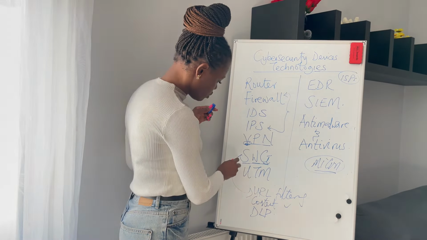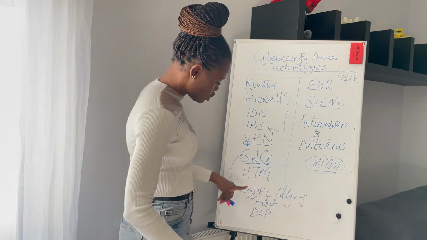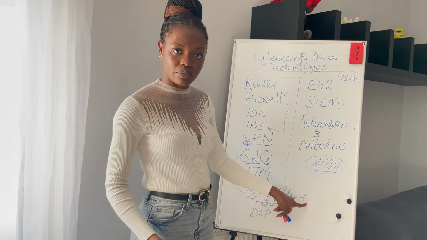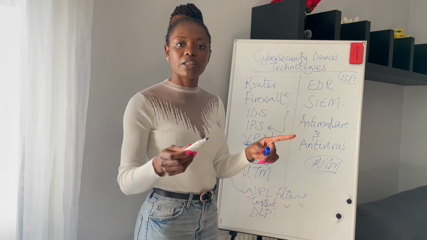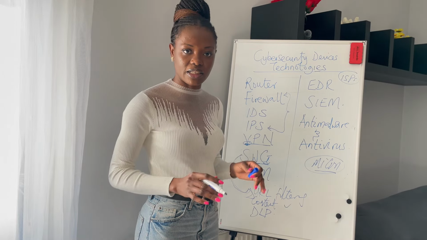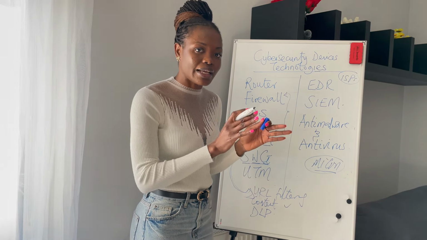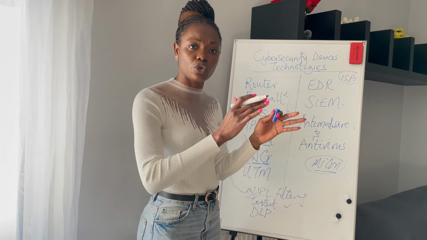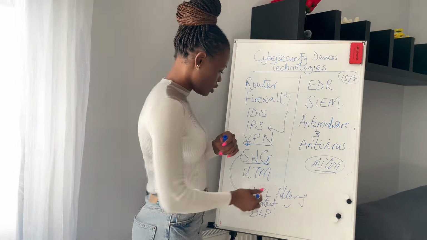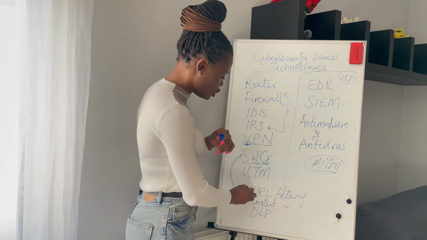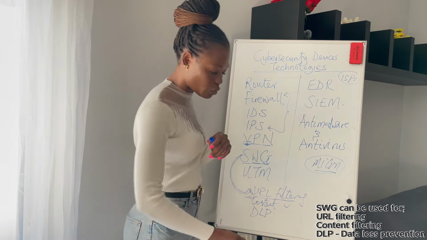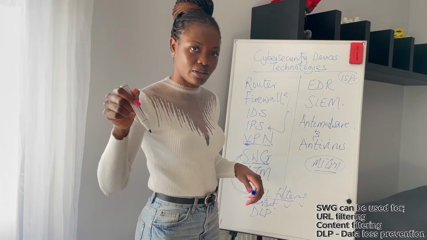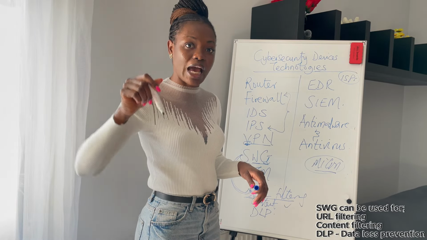I put a couple of things here. So what does SWG do? It filters your URLs. For example, there are some things that have been predefined, say some porn sites that you're not supposed to watch at work, or something you're not supposed to even use your office PC for. You can use SWG to filter out some of those URLs. So even if you put them into your browser, it won't go because it has been blocked. So it monitors, filters out, and then blocks.